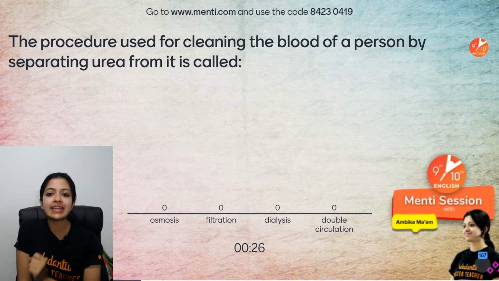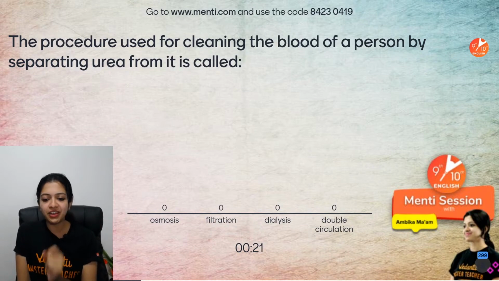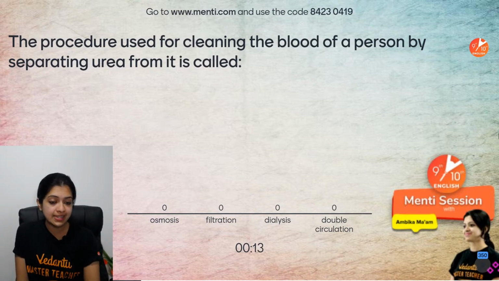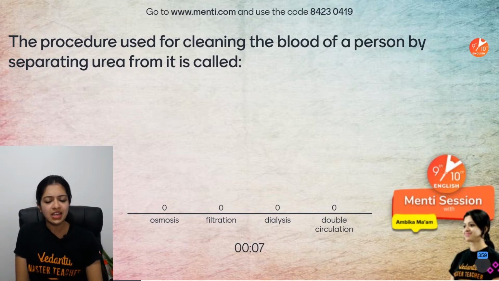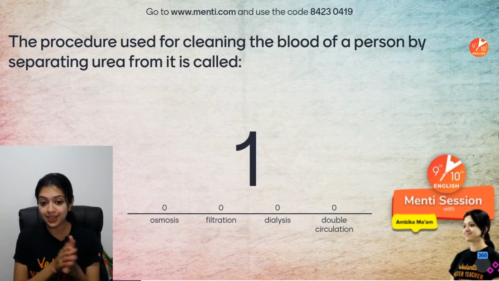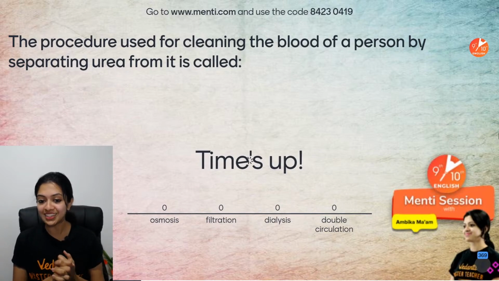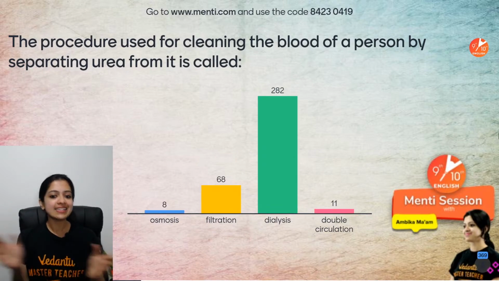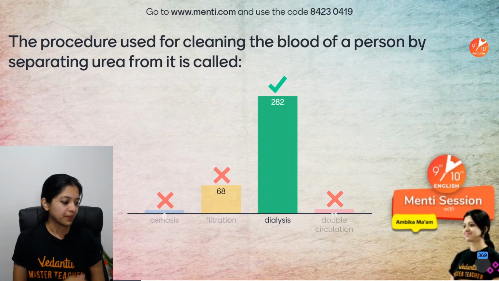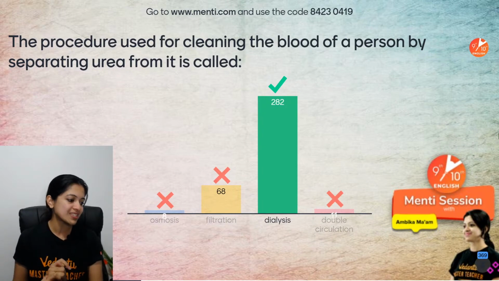The procedure used for cleaning the blood of a person by separating urea from it. What do you call it? Osmosis, filtration, dialysis, or double circulation? You can't go wrong with this. People who don't give the right answer here are literally true legends. Let's see how many legendary people we have. Dialysis or hemodialysis would be the answer. Good job, people. Exactly, hemodialysis.